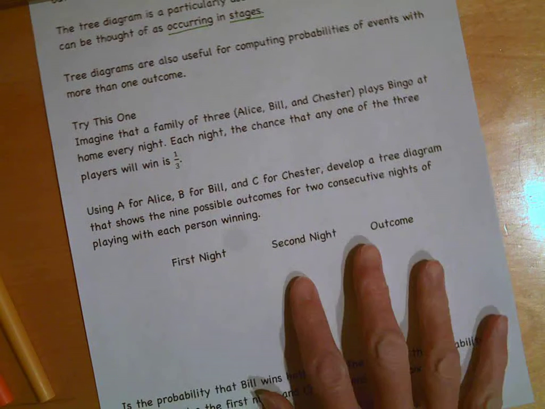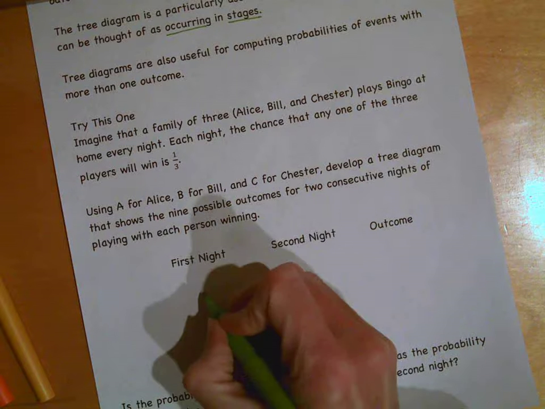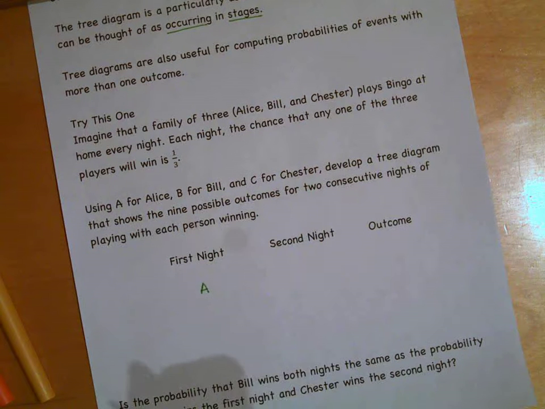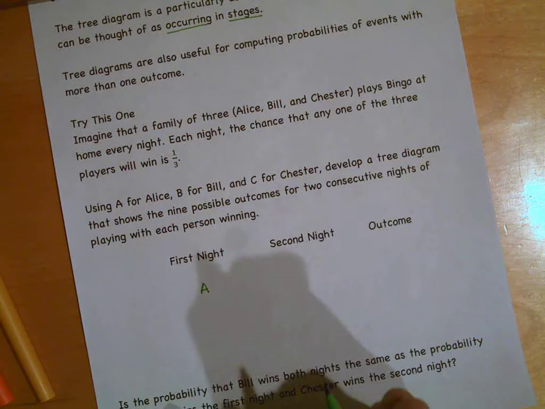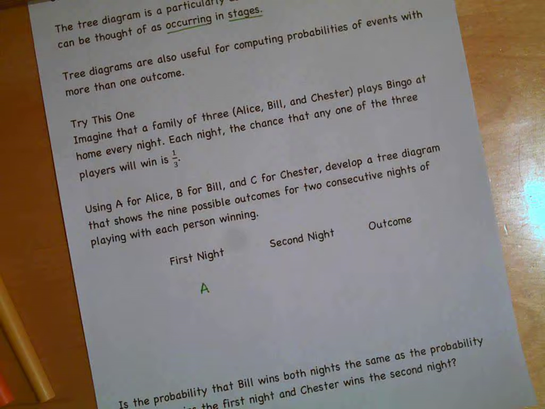And so what you're trying to do with this is you are trying to show all of the 9 possible outcomes of 2 consecutive nights of playing, right? That's what it's saying that you need to do. So if we take a look at it, I would like you to think about how you are going to create a tree diagram to show those outcomes. That's your job. That's what you're supposed to be figuring out. And so we would list the possible winners. So I helped you start off.